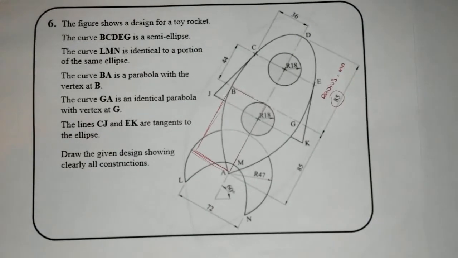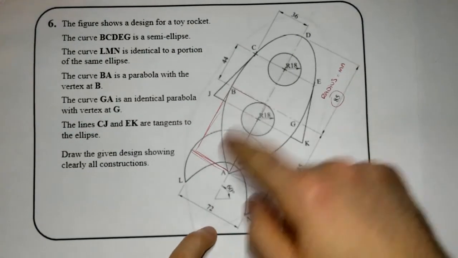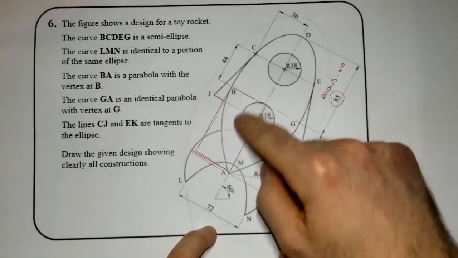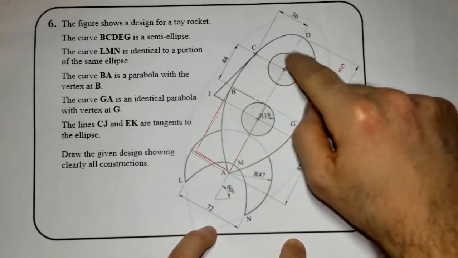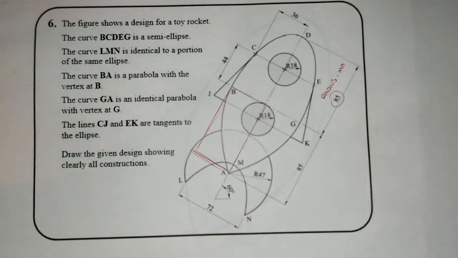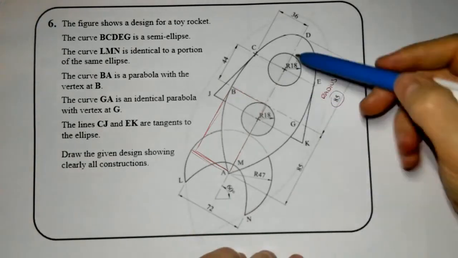Right, just going to do a little bit of tidying up inside in here now. So as you can see, we've got 2 circles here. They both have a radius of 18. So it's just a case of finding the center points for those 2 circles. We already have one here.